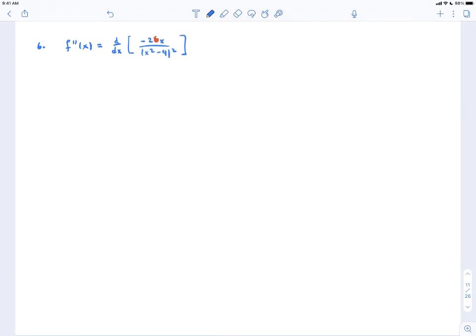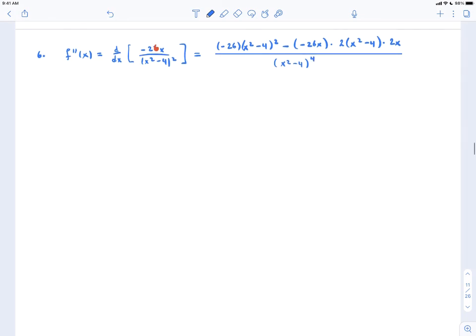Okay, so we're going to compute the derivative of the numerator. So that will be a minus 26 times the denominator, which is x squared minus 4 quantity squared, minus the numerator, minus 26x, times the derivative of the denominator. So that's going to be times 2 times x squared minus 4 to the 1 times 2x. And all of this will be divided by the denominator, x squared minus 4 squared, quantity squared. So that'll be to the 4th.